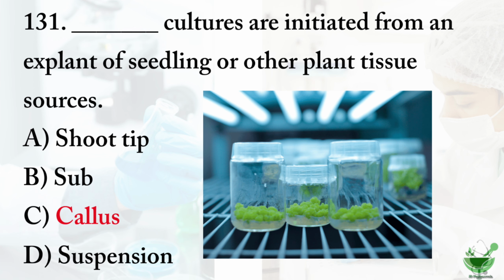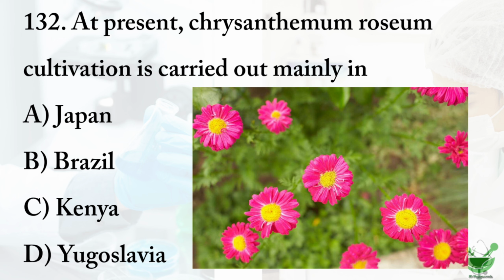Then question number 132. At present, Chrysanthemum roseum cultivation is carried out mainly in option A, Japan, option B, Brazil, option C, Kenya, and option D, Yugoslavia. The correct option is option C, Kenya.